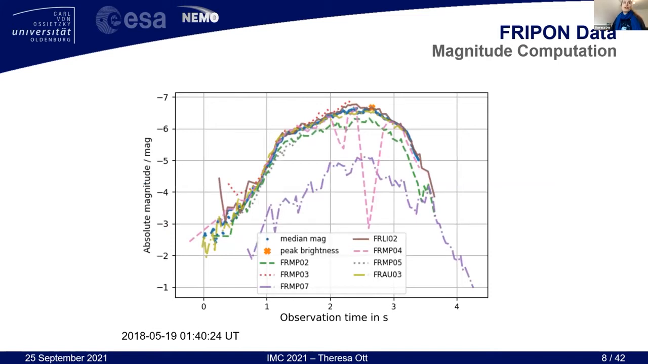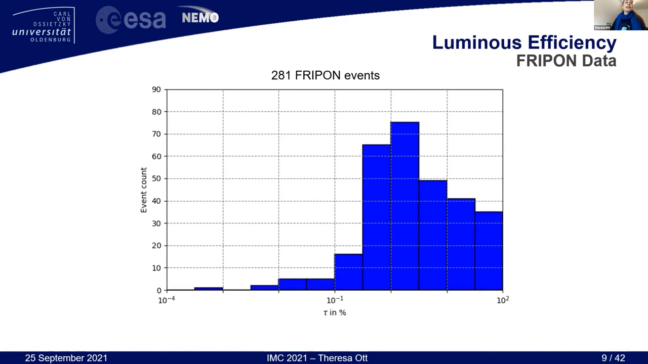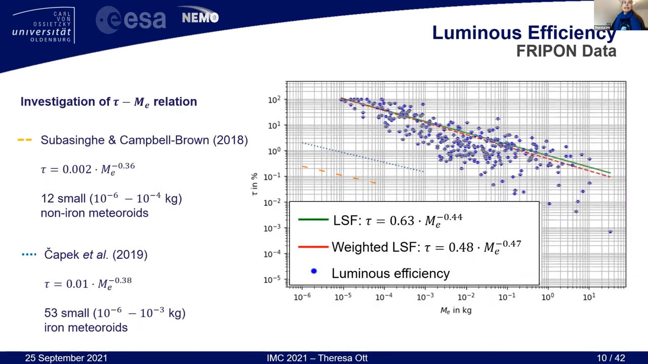For that, of course, we need very accurate brightness information. As you can see here, this is just one example. They usually vary by camera. So this is a magnitude that was recorded for various stations, and we do correct for those, but still the brightness information can be quite uncertain. So this is one of the uncertainties that's introduced into the data set. If we use those to calculate the luminous efficiency values, you can see the distribution here. We found 281 FRIPON events that we want to apply these methods to, which have very good data.